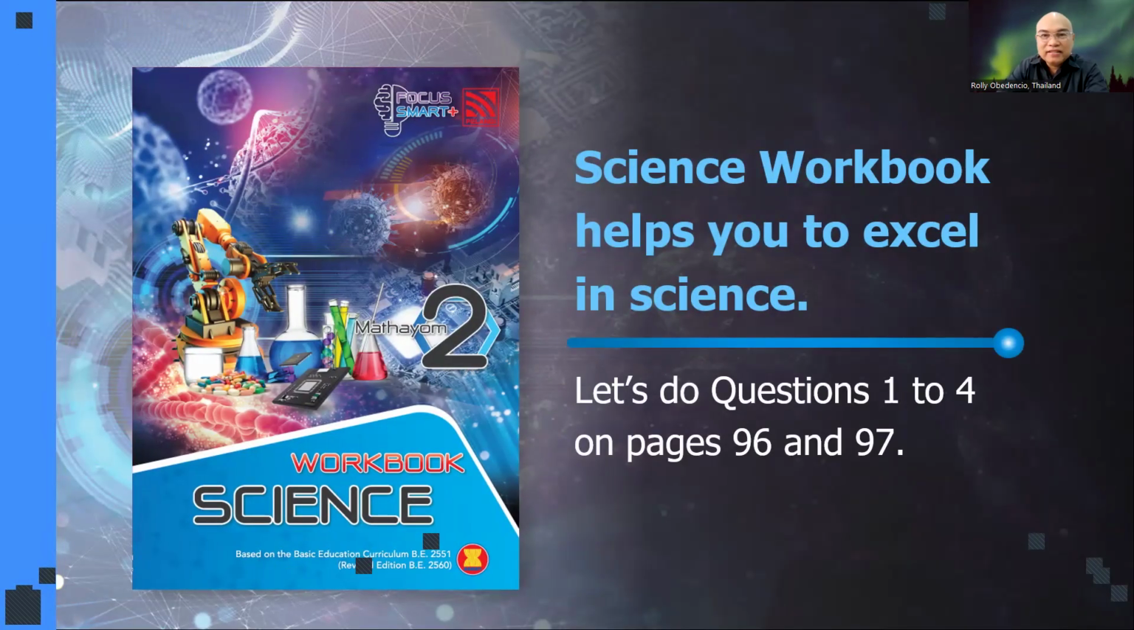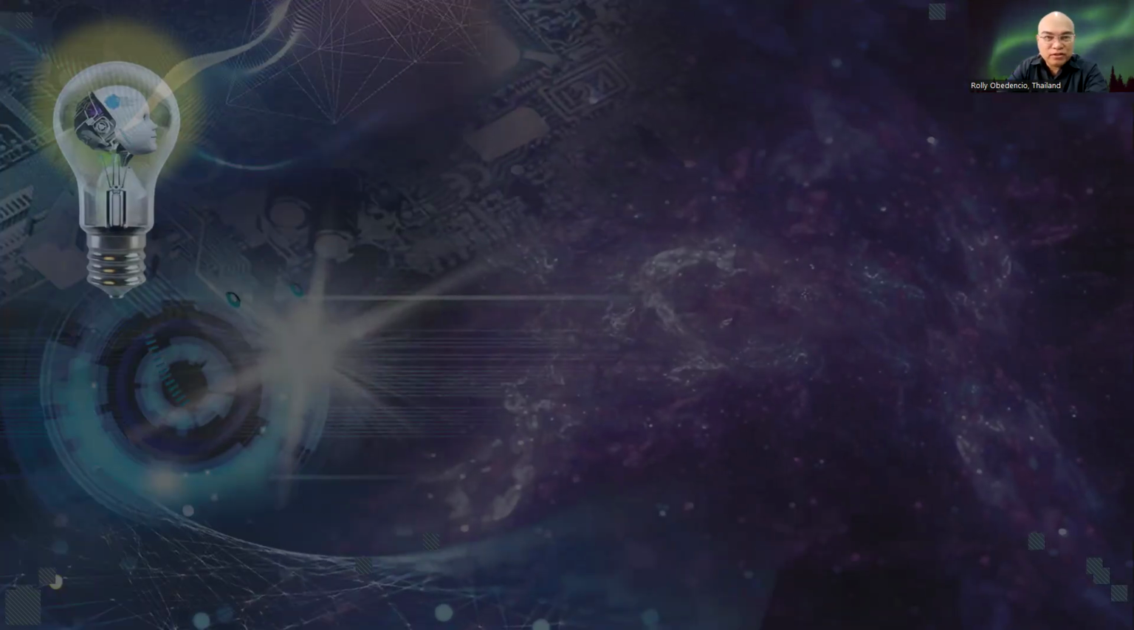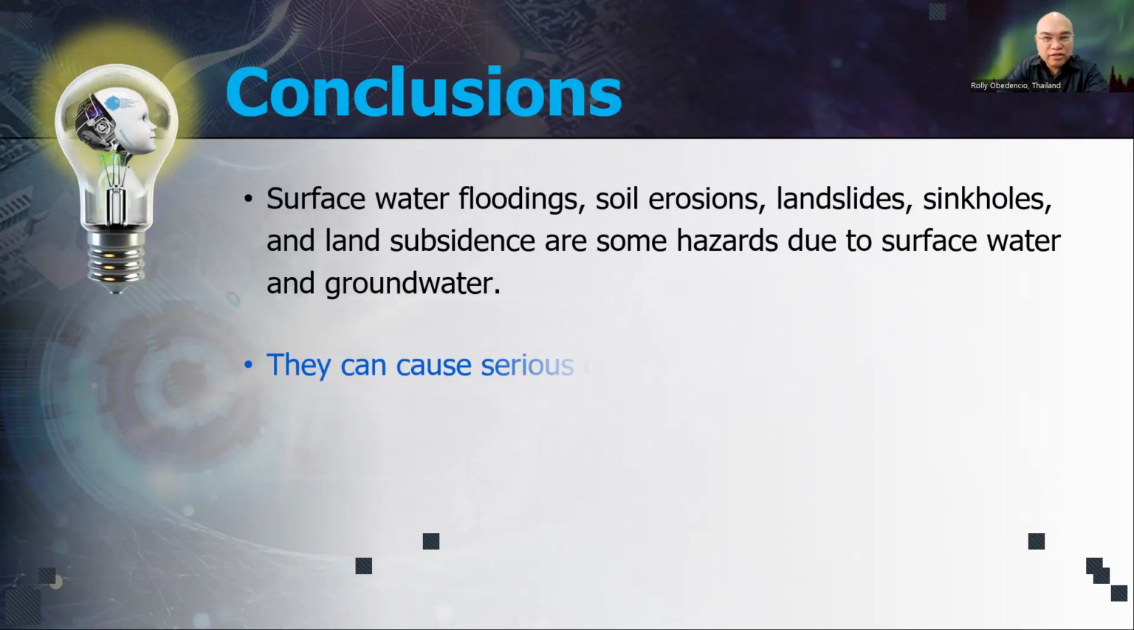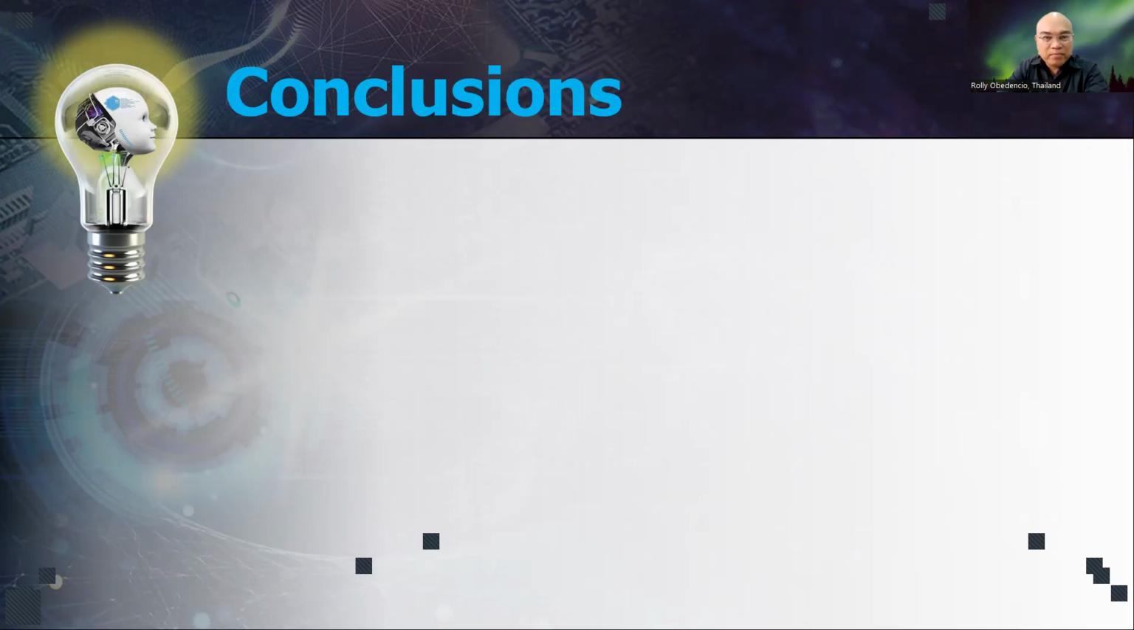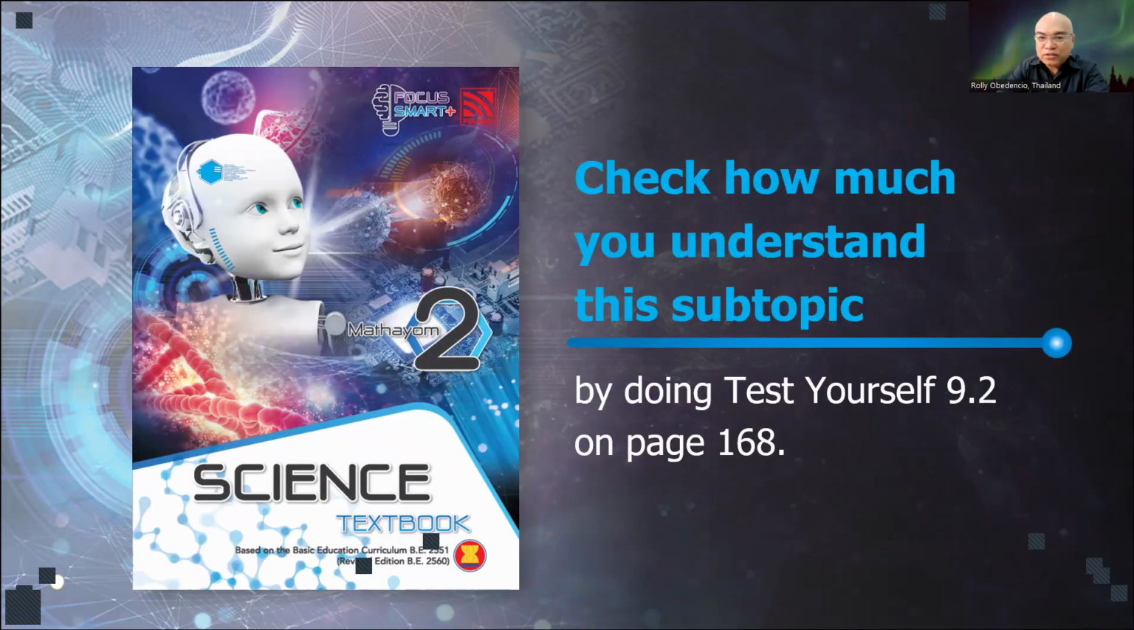Okay, so you don't have a workbook. Don't worry about that. I don't need to go over this conclusion because you know it already. The important thing is you go to page 168 of the book and check how much you understand this subtopic, and or do Test Yourself 9.2. All right? Come to me for the points, and I'll check your answers. All right? That's it for today. Okay.